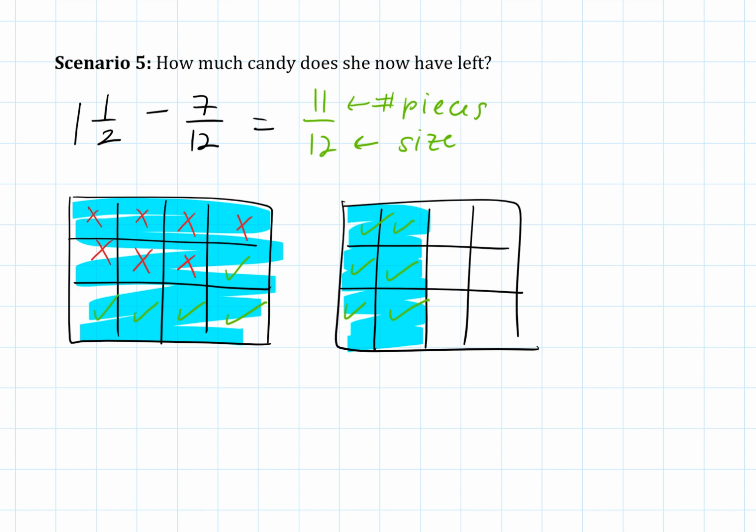Whereas when you're multiplying and dividing, one of the numbers is a number of groups and one of the numbers is an amount that goes into each group. So you don't need common denominators to multiply or divide. You do need common denominators to add or subtract.